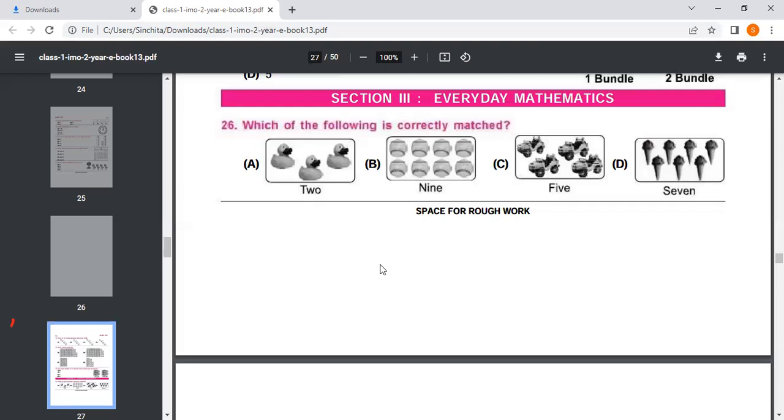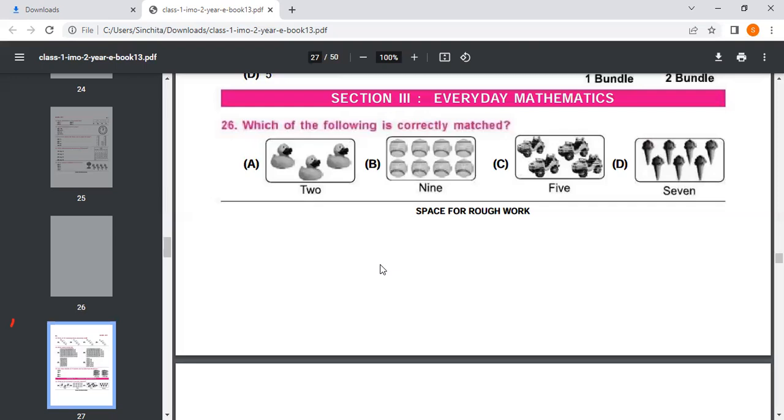Okay. In number A, there is written the number 2, but in the picture there are 3 dogs. In number B, there is written 9, but in the picture of balls, the balls are 8. In number C, the number name is written 5, but the picture of cars are 4.